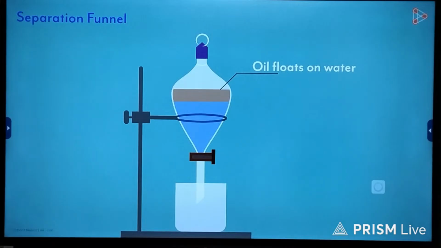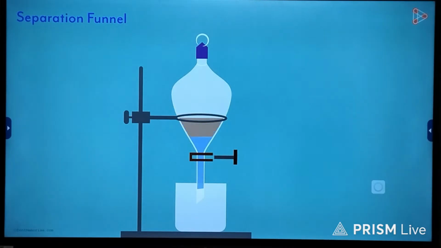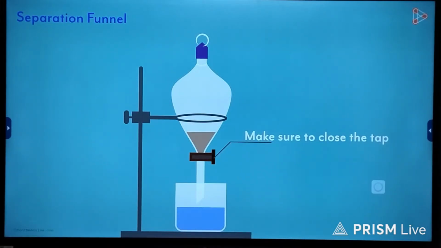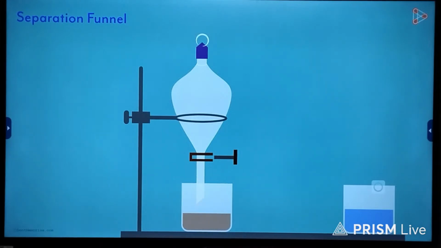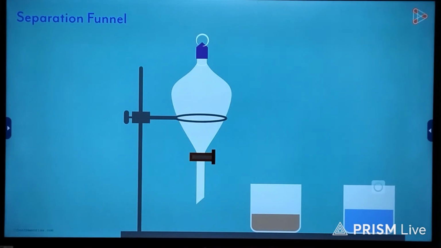You should be able to guess what we will do next. We open the tap while holding the beaker and slowly let the water move out. Make sure to close the tap when you see the last of the water moving out. Now take another beaker and repeat the process for the oil. Here we have both the liquids separated in no time. This process was pretty easy and is mainly used for liquids which are immiscible.